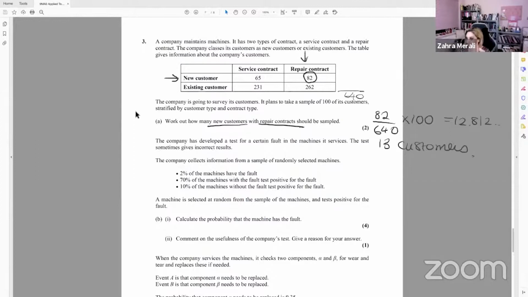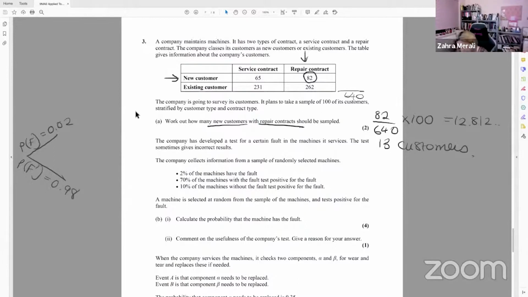Okay. The company collects some information from randomly selected machines. 2% have a fault. 70% of the machines with the fault test positive for the fault. 10% without the fault test positive for the fault. Okay, so I would probably draw a tree diagram for this. It starts off with a machine having a fault or not having a fault. So I'd say the probability of a fault is 0.02. The probability of no fault is 0.98.